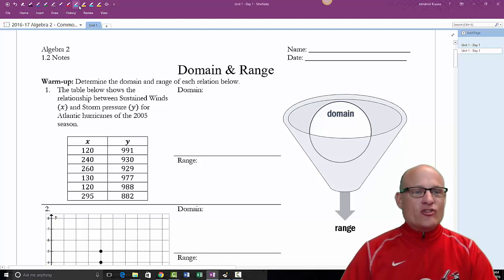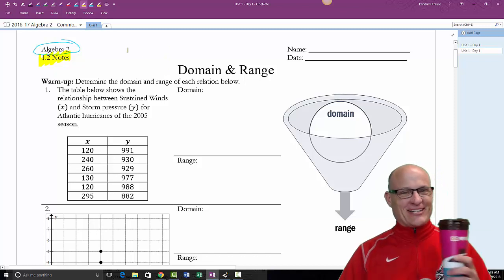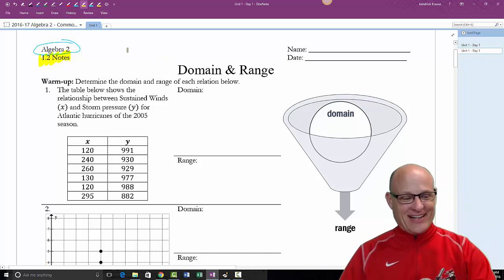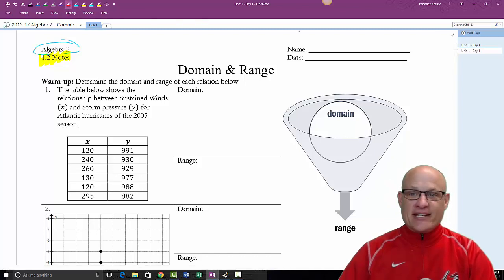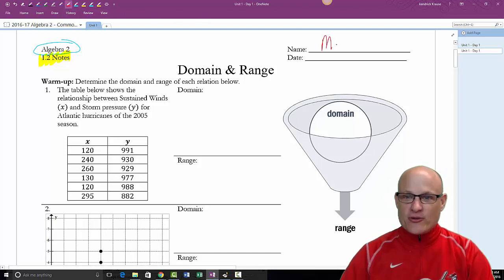Alright, anyway, here we are. We are on Algebra 1, Algebra 2, Chapter Unit 1-2. Wow, this might be a long one. I might need some more Dunkin' Donuts coffee because it's empty. I'm going to have to go get some more. Anyway, day 2. My name is Mr. Krause.